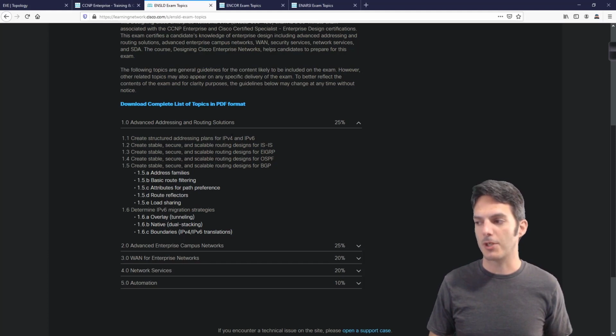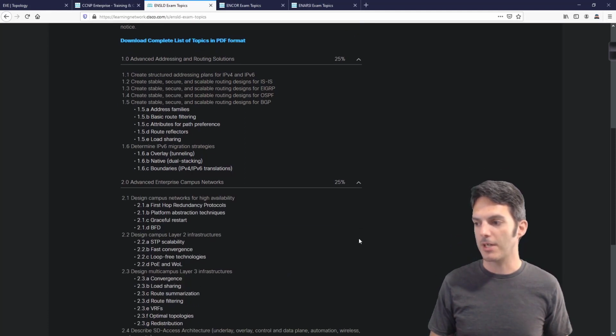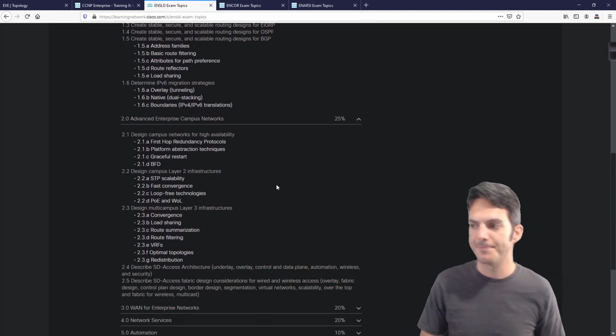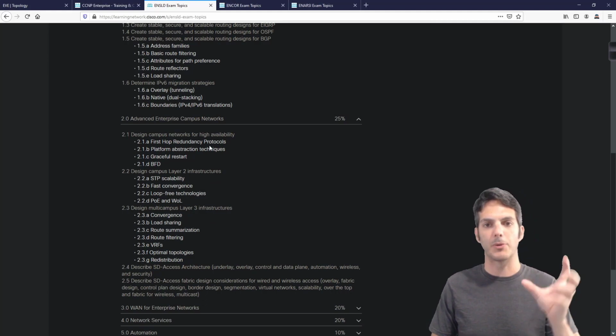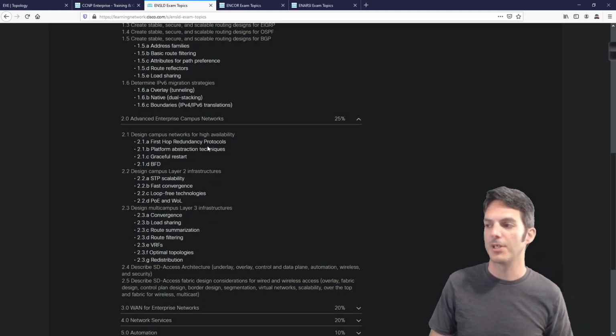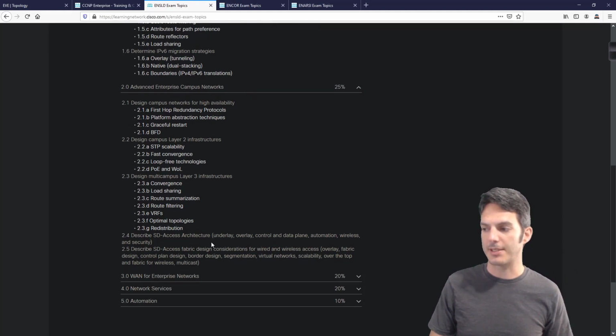So we're going to start with addressing, and then we'll talk about the different dynamic routing protocols and how they all work. Then we'll talk about migration strategies and deal with the different types of tunneling. Then we've already talked a little bit about high availability with the campus network. We talked about the different components, right? Core, distribution, access. We'll go into much more detail than that. And then we'll dive into the SD-Access and SD-WAN aspects of things.